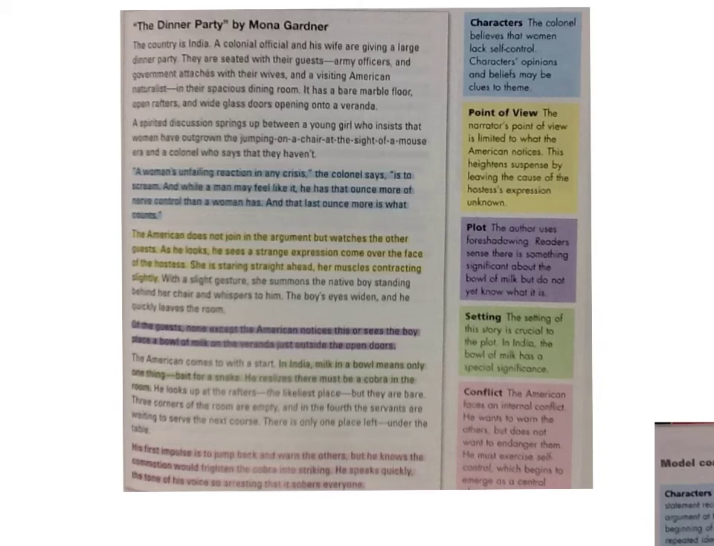Lastly, in pink, his first impulse is to jump back and warn the others, but he knows the commotion would frighten the cobra into striking. He speaks quickly, the tone of his voice so arresting that it sobers everyone. This relates to the conflict. The American faces an internal conflict. He wants to warn the others, but does not want to endanger them. He must exercise self-control, which begins to emerge as a theme.